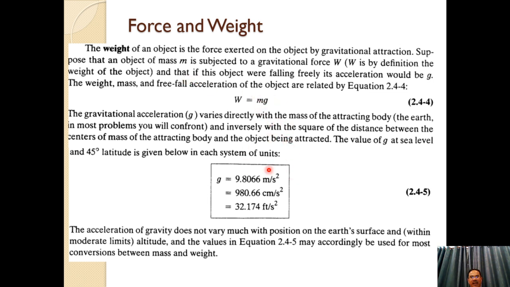The unit and the value of g, you can find that it is approximately 9.81 meter per second squared, or 9.8066 meter per second squared in SI unit. In CGS unit, it's equal to 980.66 centimeter per second squared. Or in the American Engineering System, it is equal to 32.174 feet per second squared. This is the definition of weight and the unit of gravitational acceleration.